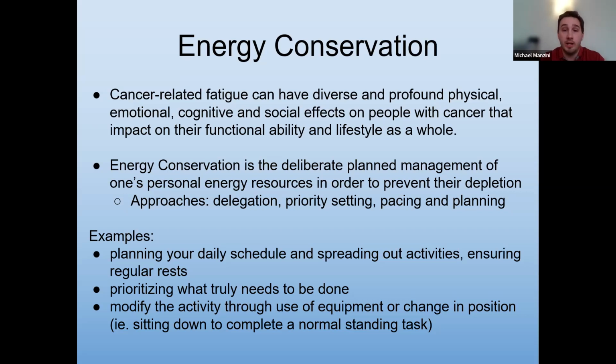We'll look at modifying activities, again, through equipment, even changes in positioning. So a common task someone would complete maybe at home in standing, such as meal prep, can you do some of it in sitting to give yourself a rest? So next slide.